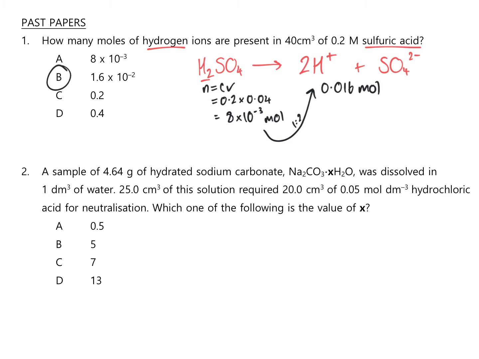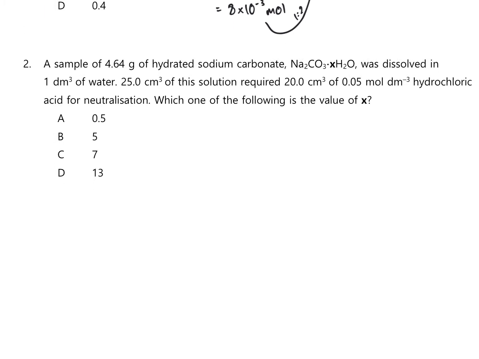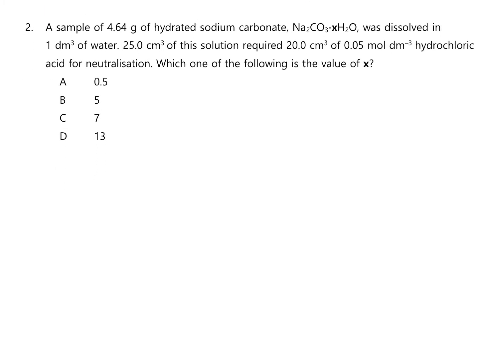So just be careful with those questions. Writing your dissociation equation to see what your ratio is of your salt or your solution to the ions that are formed from it. Then having a look at number 2. Again, a diagram might help with this. I know that it's just a 1-mark question, but a diagram could help.